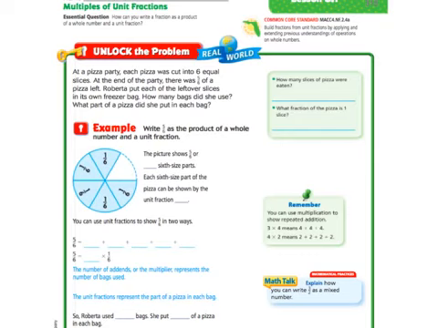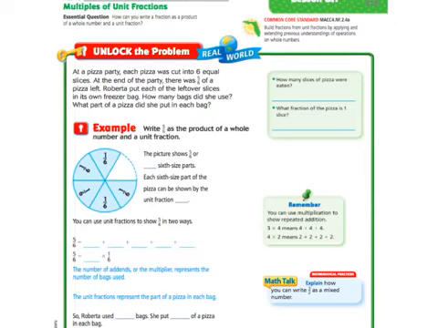This lesson is called Multiples of Unit Fractions. If you're in my class, you should be filling out page 315 in your big book as you go along with this. So before we even get started, let's go back and review what unit fractions are.